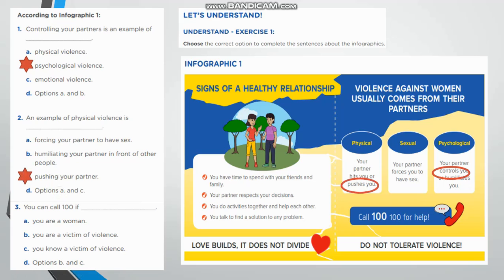3. You can call 100 if: A, you are a woman; B, you are a victim of violence; C, you know a victim of violence; D, option B and C. Yes, the correct answer is letter B.